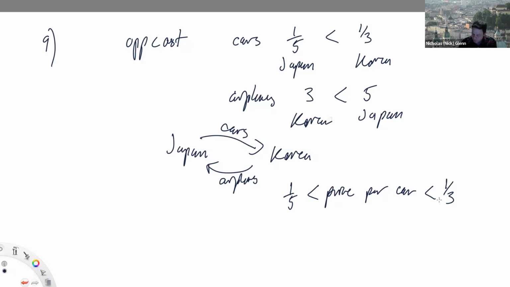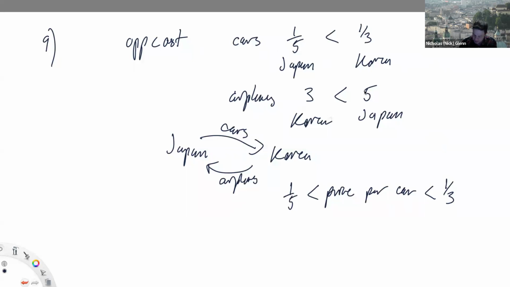Okay. Well, what about 1/3? Well, Korea, if it goes above that, it would be a bad deal for Korea. They would be trading away too many airplanes per car. It wouldn't be worth their while. They could just produce their own cars instead. This would be a bad deal for them. That's what you can always say.